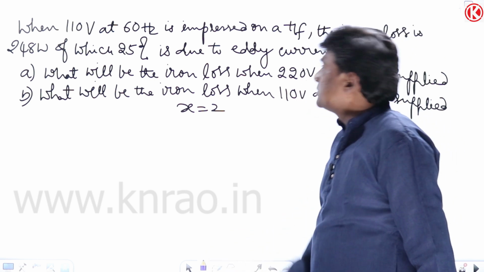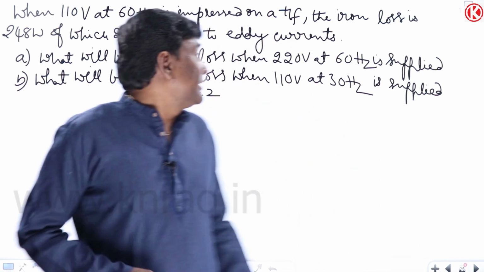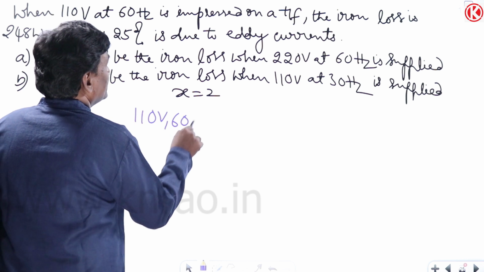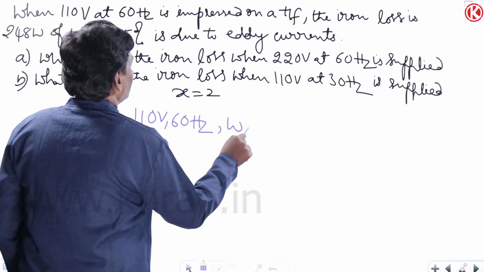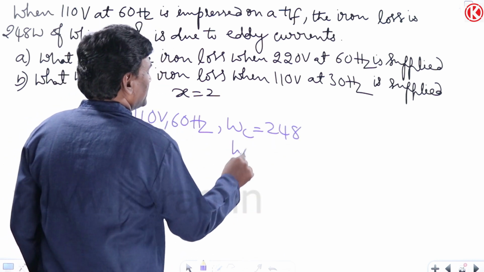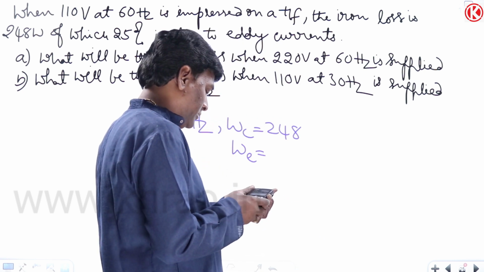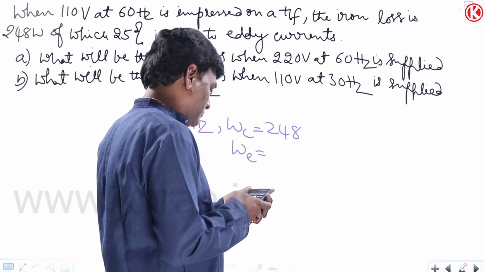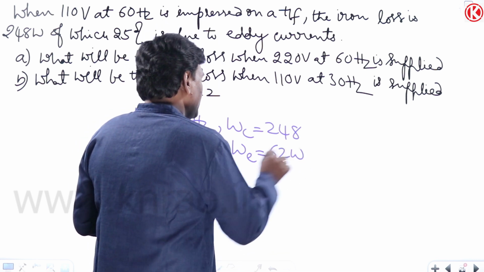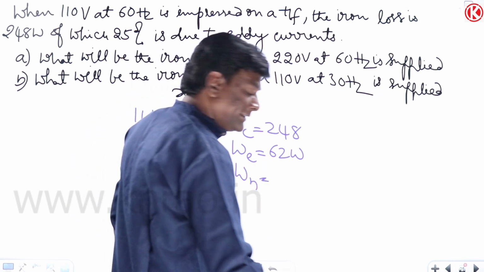Okay, now operation, right? Now see here, at 110 volts 60 Hz, the core loss is going to be 248, out of which eddy current losses are 25% of 248, 0.25 into 248, 62 watts, and hysteresis is going to be 186 watts.